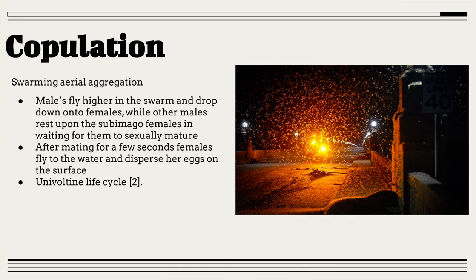Males fly higher in the swarm and drop down onto females, while other males rest upon the subimago females while waiting for them to sexually mature. After mating for a few seconds, females fly to the water and disperse their eggs on the surface. The life cycle of the species is considered univoltine, as they mate and hatch once a year.